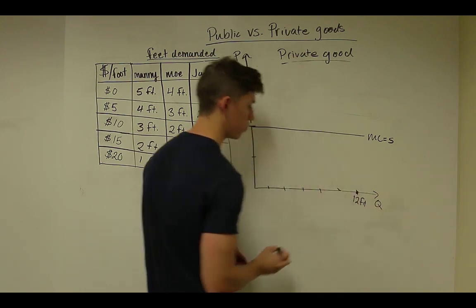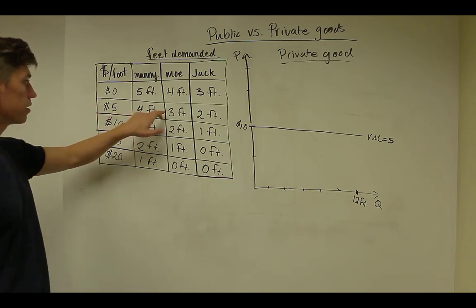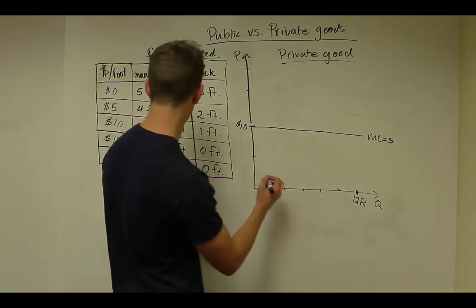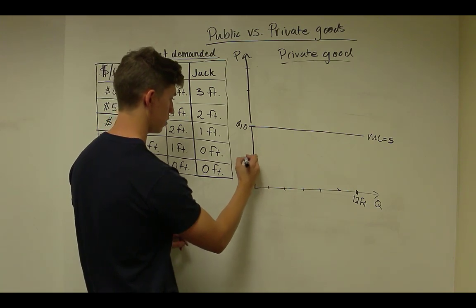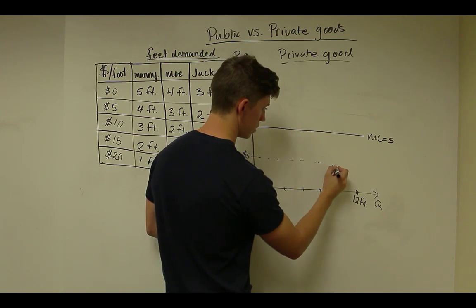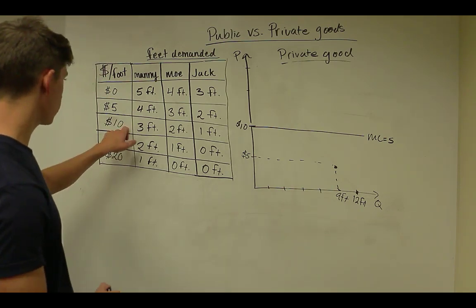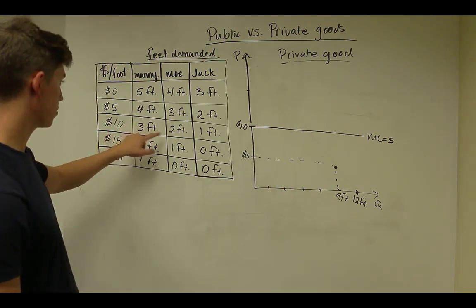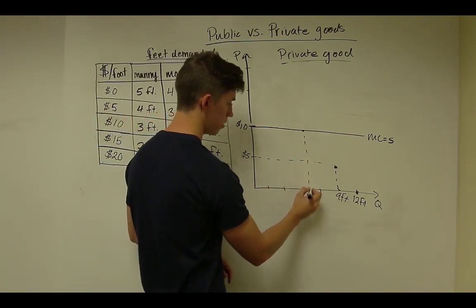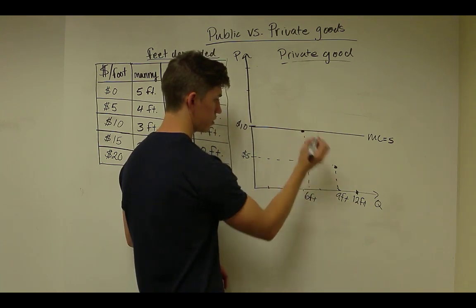So that's our first point. At a price of 5, Manny demands 4 feet, Mo demands 3 feet, and Jack demands 2 feet, which gets us 9. So at a price of 5, we have 9 feet demanded. And at a price of 10, we have 3 feet plus 2 feet plus 1 foot, so 6 feet demanded. So we'll have 6 feet right here, and that's another point on our demand curve.